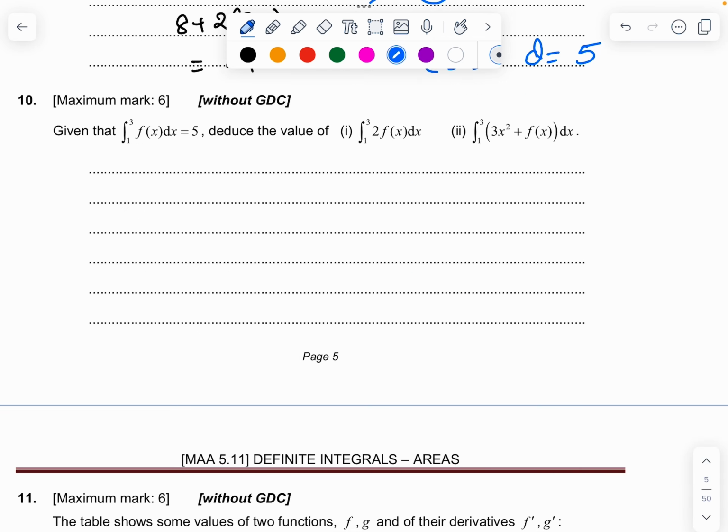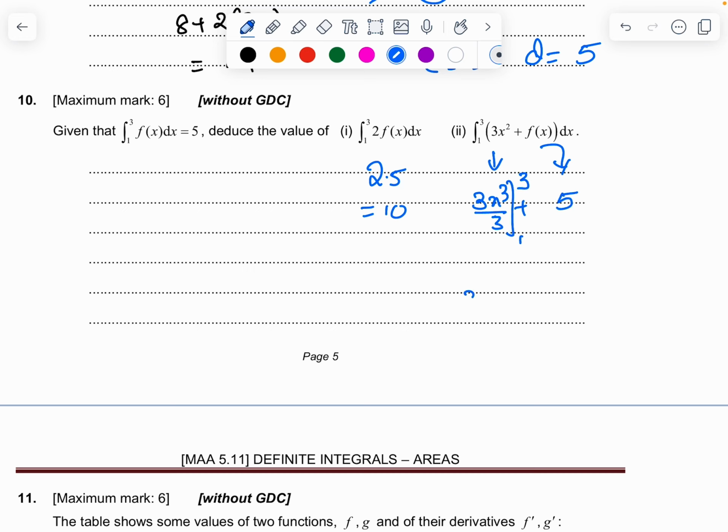Now question number 10. Integral of f of x dx is 5. Find the value of this, which is 2 times 5, which is 10. Now this is 3x cube upon 3 plus this part is going to be nothing but 5. For this the limits are 1 to 3. So 3 cube minus 1 cube plus 5, which is 31.